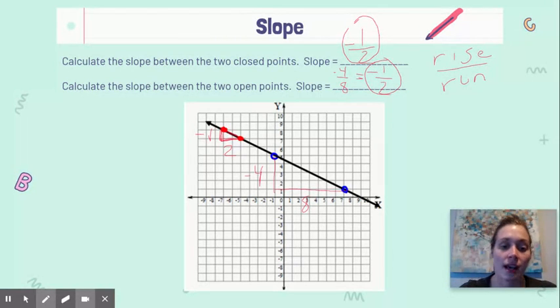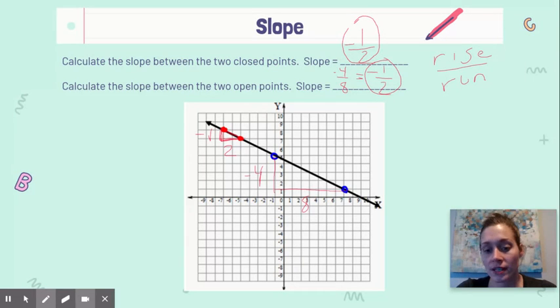Anytime that we have a straight line, no matter what 2 points we use, our slope should always be the same. That line is increasing or decreasing at the same rate no matter where we go because the line is straight. If we had a curved line, then our rate of change would be changing. But since it's a straight line, it has what we call a constant rate of change. The rate of change will always be the same.